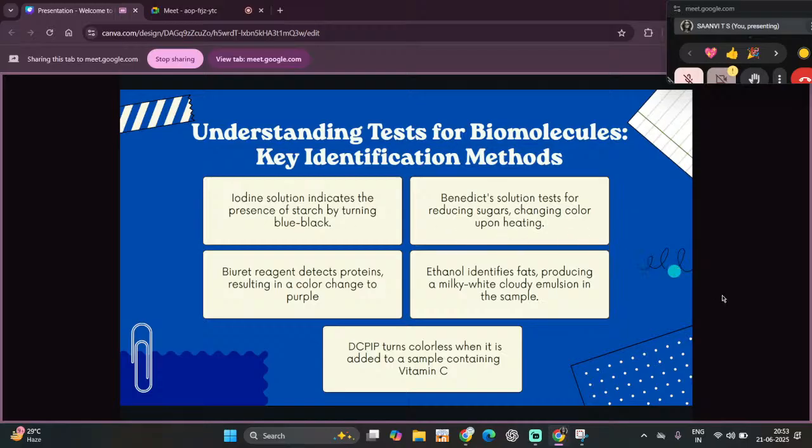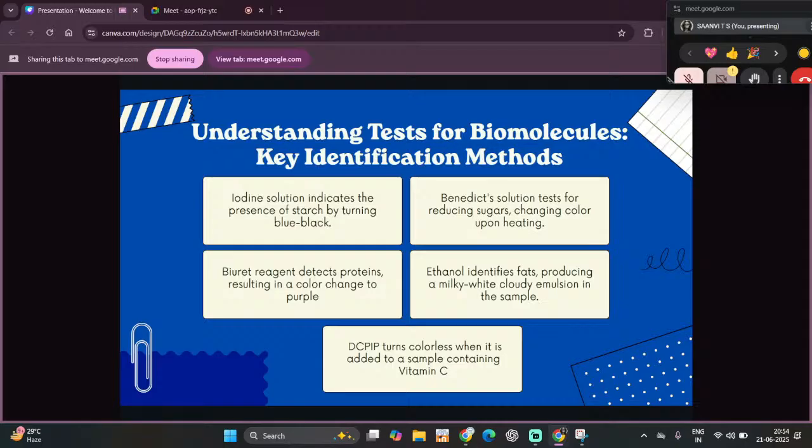Now, the third test is the biuret reagent, which detects proteins. So, biuret not only detects proteins, it also detects polypeptides. And basically, when the biuret reagent is added to proteins, it turns purple. The purple color depends on the number of peptides in the protein. So, the longer the protein chain, the more purple color will be observed.